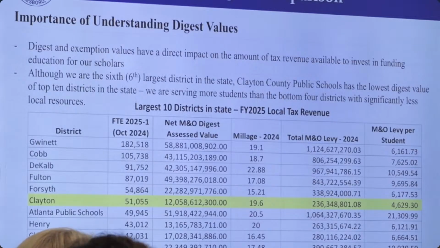This shows the comparison I was speaking earlier on where we fall in the top 10 districts in the state. We're number 6 out of the top 10 districts in the state. However, we're at the bottom where we're number 10. When you look at the net M&O digest assessed values of $12 billion, that's lower than the other 9 top largest districts in the state. If you look at our total M&O level, that's the amount of property taxes that we would collect, we're still at the bottom because our property values are lower than all the other ones. And we have more students than 4 of the lowest that are below us. We have more students, but we have the lowest value of those as well.